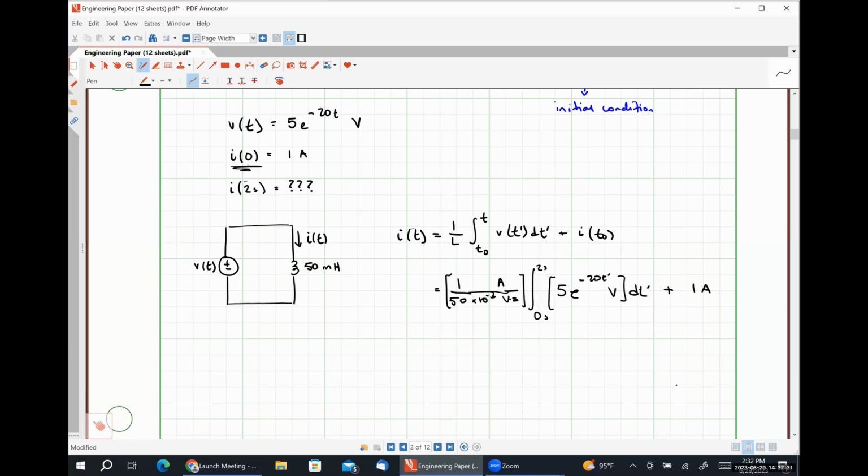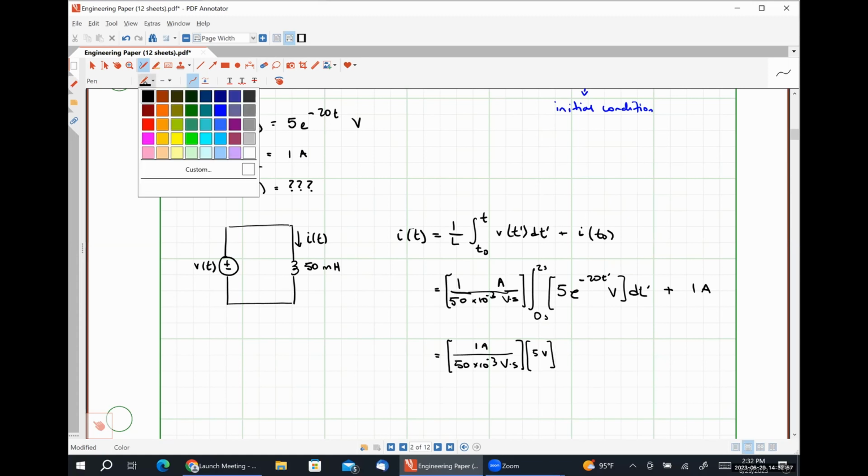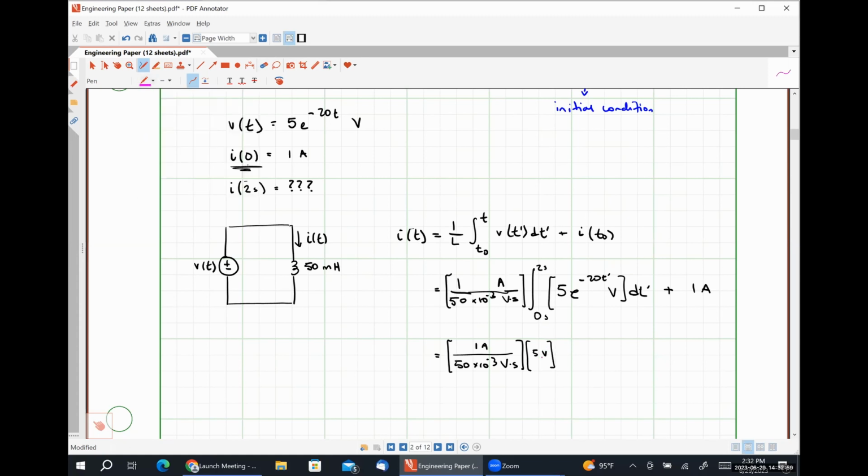All right, so I have my 50 times 10 to the minus 3 volt seconds here. 1 amp on top, so that's 1 over L. I'm going to pull the 5 volts out. And we can see right now that this volt cancels this volt. So now we have amps per second. How do I integrate an exponential function?